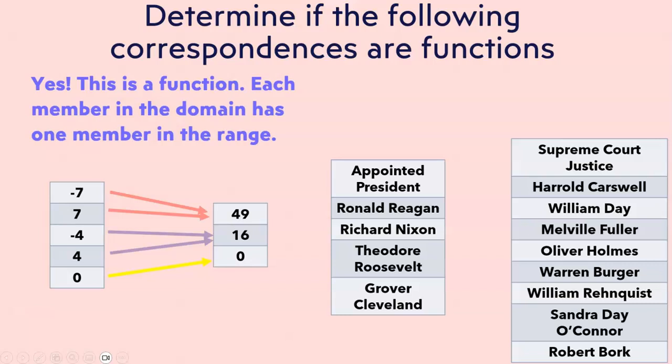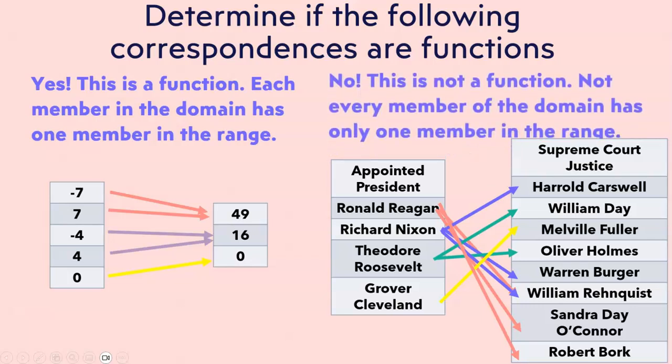The second example has the appointed president and the Supreme Court justice during their time in presidency. Ronald Reagan had William Rehnquist, Sandra Day O'Connor, Robert Bork. Richard Nixon had Harold Carswell, Warren Burger, and William Rehnquist. Theodore Roosevelt had William Day and Oliver Holmes. Grover Cleveland had Melville Fuller. So this is not a function because not every member of the domain has only one member in the range, and it's specifically because William Rehnquist is shared by both Ronald Reagan and Richard Nixon.